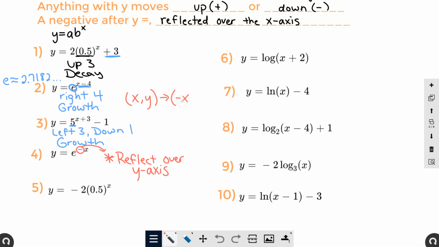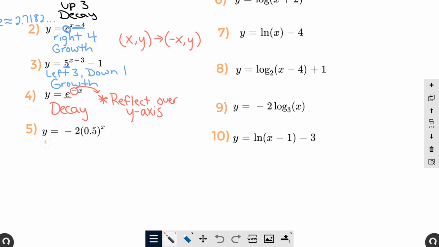XY went to negative XY. Remember, right, rules like that in math too? If you change the value of x, it reflects over the y. So if it reflects over the y-axis, it changes from a growth to a decay. Because we would think that this would be a growth because E is more than 1, but it's actually a decay.